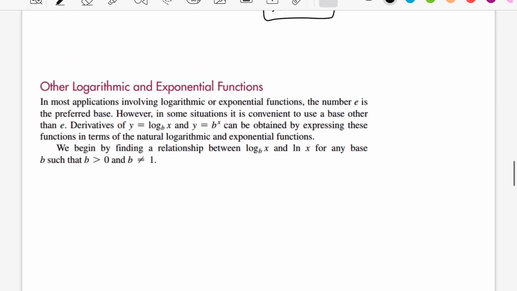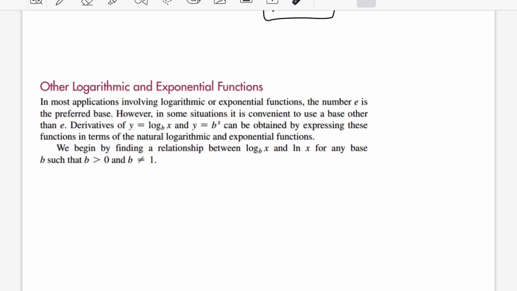All right, so now we're going to look at other log and exponential functions. We talked about this before, I believe, but the number e is the most preferred and common base that we'll use. But in some situations, it's convenient to use a base other than e. The derivatives of y equals log base b of x and y equals b to the x can be obtained by expressing these functions in terms of the natural log and exponential functions.